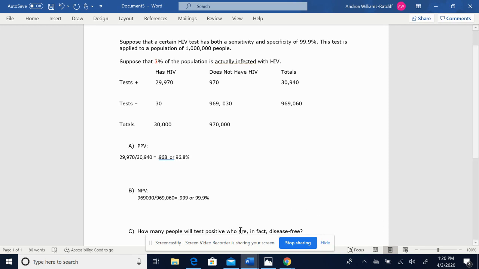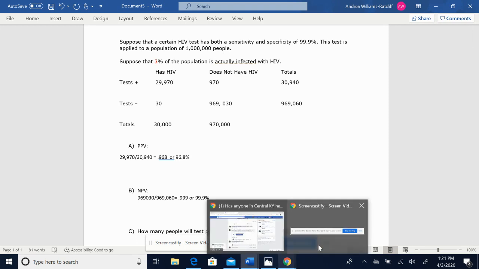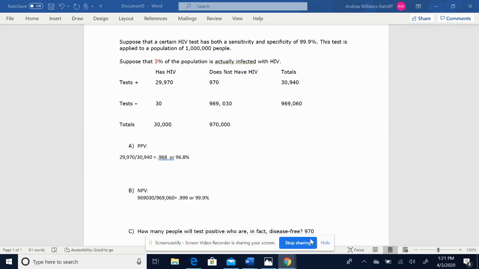Now the last question, part C, asks us how many people will test positive that are in fact disease-free. So that's your false positive. So we look up here. These are my positive people. These are the people who should not have tested positive. So that's my 970 in this case. So I hope that helps just a little bit. If you have more questions, let me know.